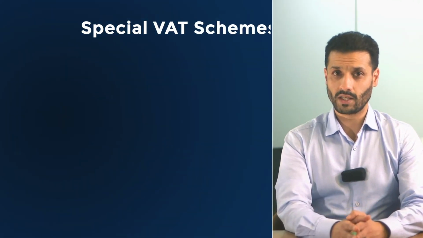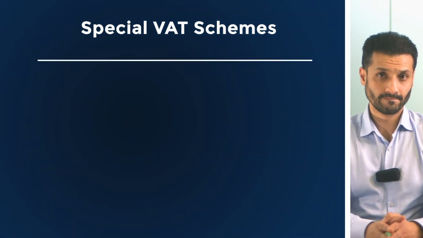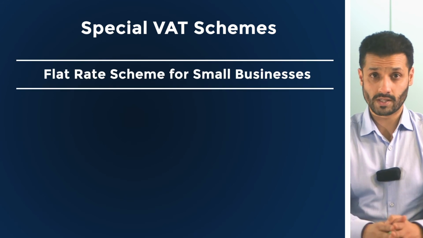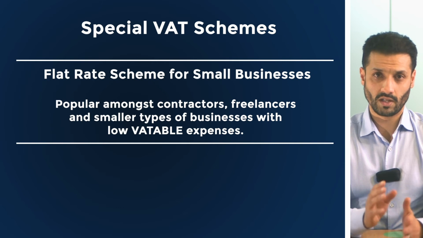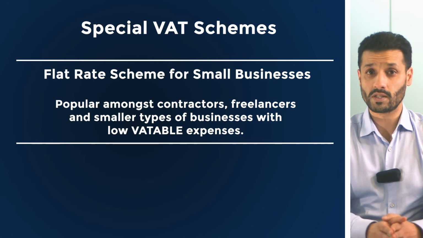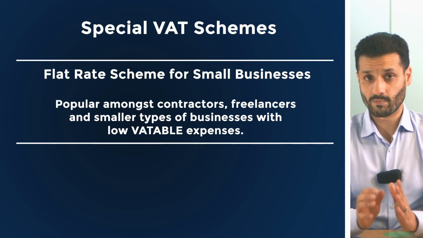The most common and popular VAT scheme in the UK for small businesses is the standard rated scheme. VAT is usually administered on a quarterly basis, in other words, every 3 months. However, there are other special VAT schemes worth mentioning. Flat rate scheme for small businesses. This scheme is very popular amongst contractors, freelancers, and smaller types of businesses with low VATable expenses.